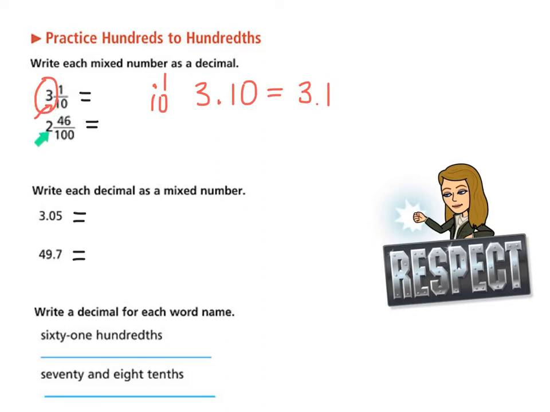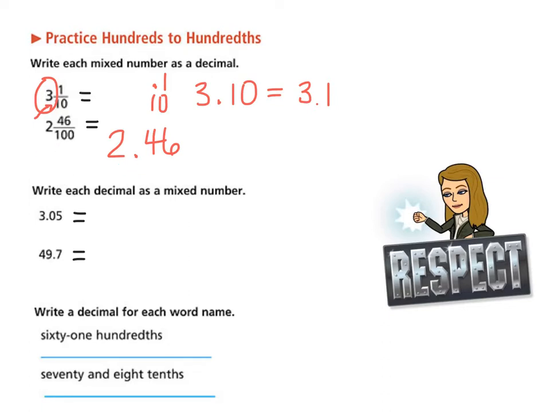So let's try that here for 2 and 46 hundredths. So this is like saying I have $2 and 46 pennies out of 100 pennies. So we would write that as the whole number 2 in front of the decimal because I have 2 whole dollars, and then 46 hundredths. So that is the equivalent decimal to the mixed number.